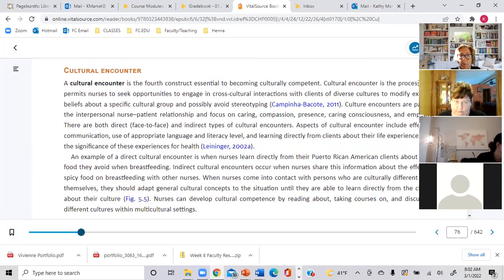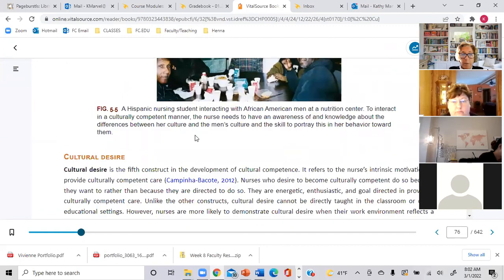Cultural encounter is a process that permits nurses to seek opportunities to engage in interaction. So, if you're trying to learn about the Hispanic community, maybe you go out and participate in a food drive or an event to learn about their culture. That's what cultural encounter means.